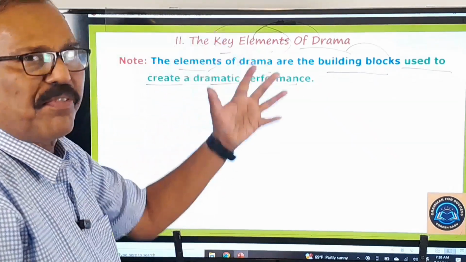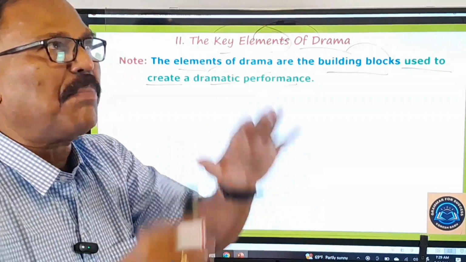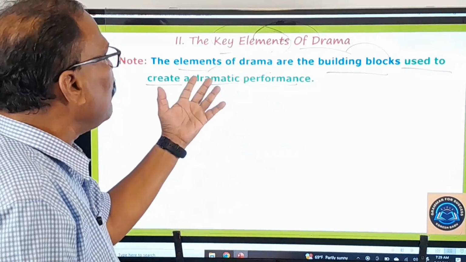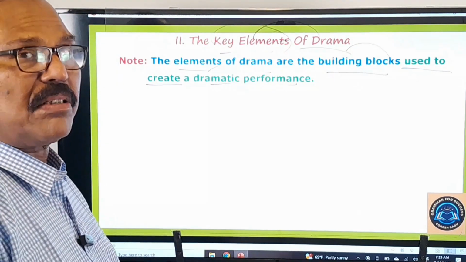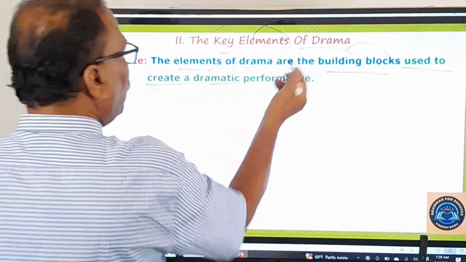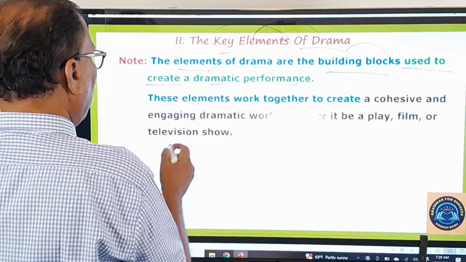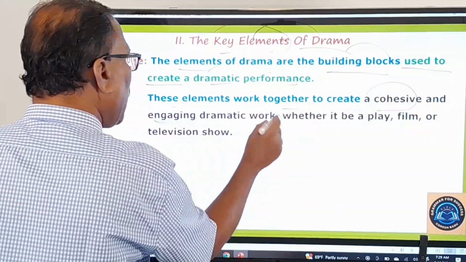A dramatic performance. The structure of drama introduced only the parts of a drama, but here these are the elements of a drama. What things are you going to find in a drama? So here are the key elements of drama. These elements work together to create a cohesive, engaging dramatic work.